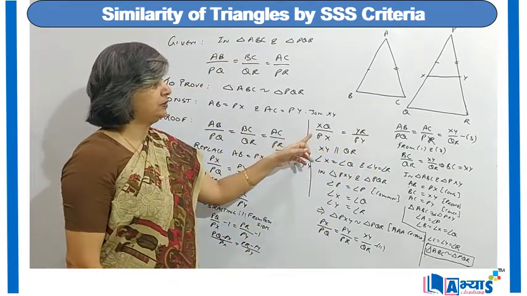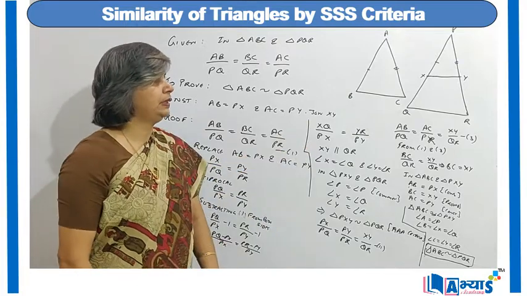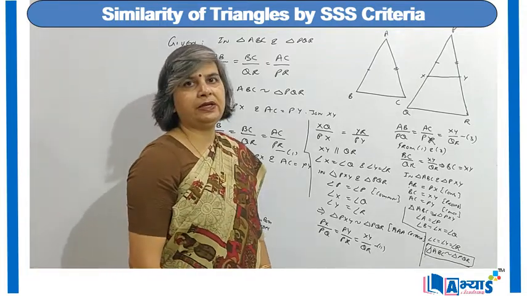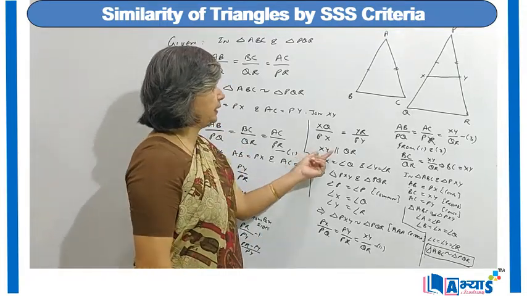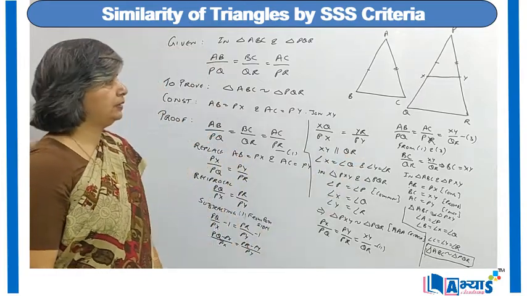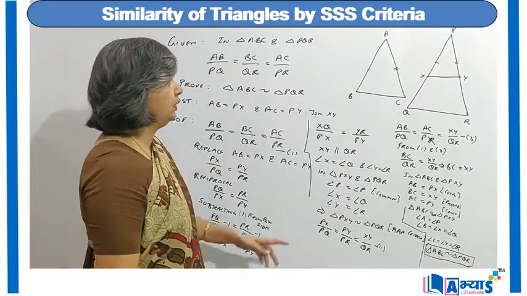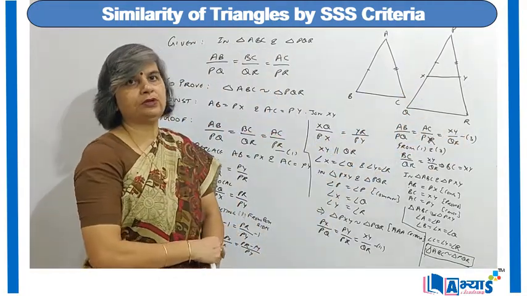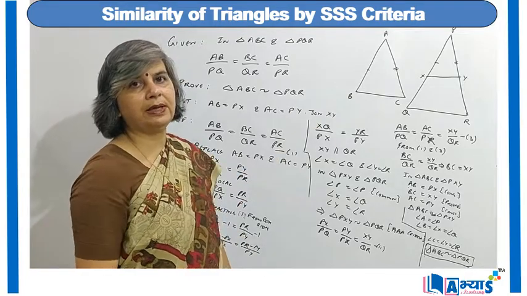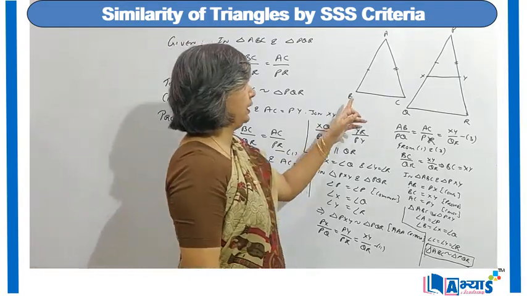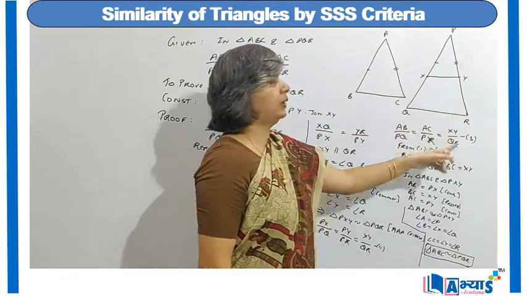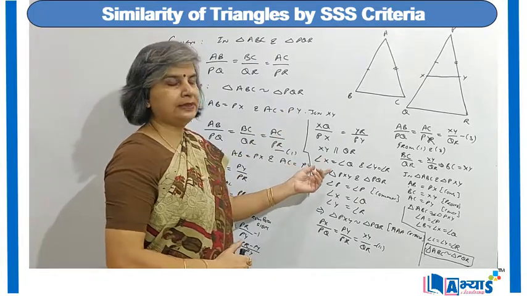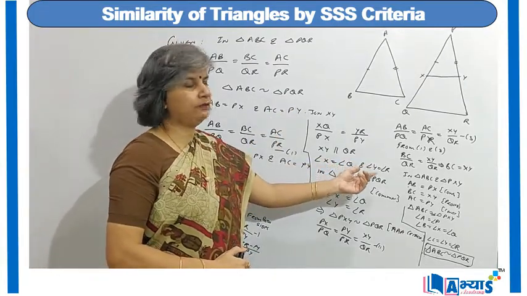So from this ratio, we have got that XQ upon PX is equal to YR upon PY, that means the two sides have been divided in ratio. So we can say that XY is parallel to QR by the converse of the basic proportionality theorem. So when this line XY is parallel to QR, angle X will be equal to angle Q, they are corresponding angles, and angle Y will be equal to angle R, they are corresponding angles. Now in triangle PXY and PQR, we know that angle X is equal to angle Q and angle Y is equal to angle R.